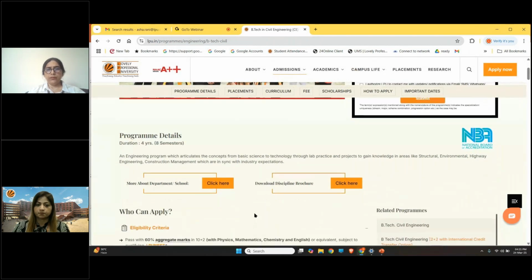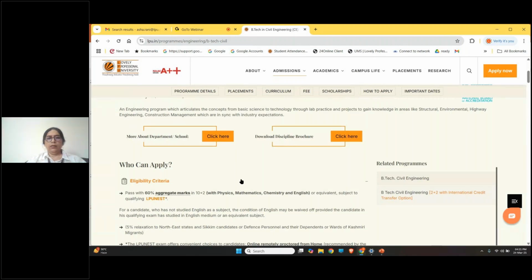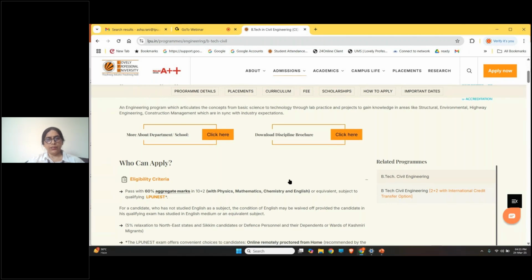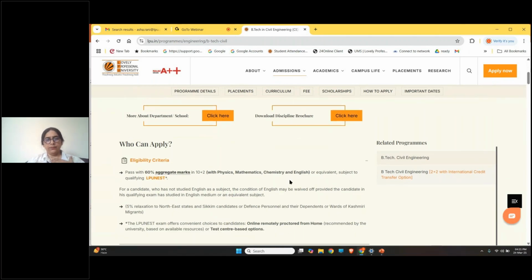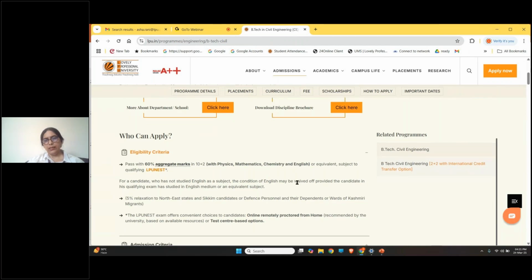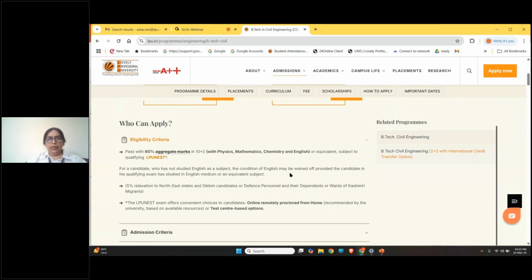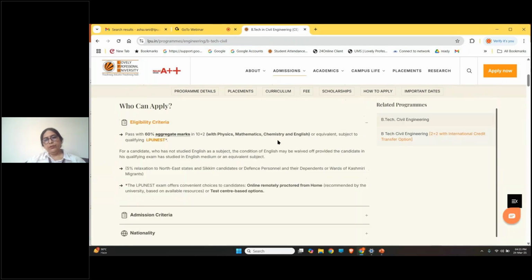If I'm talking about the eligibility of this program, we require a pass in 12th with 66 percent aggregate marks. You must have studied physics, mathematics, chemistry, and English, and you have to appear in our test, that is LPU NEST, LPU National Eligibility and Scholarship Test. If you score good marks in that, you can get a scholarship on that basis. So first of all, you have to appear in this LPU NEST exam.